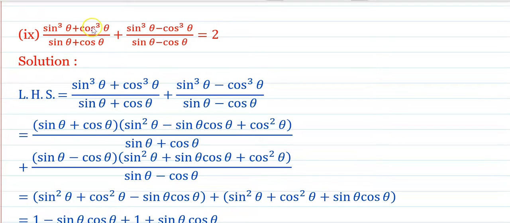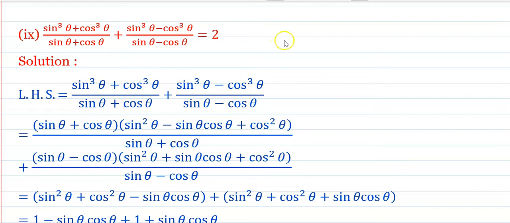Okay, (sin theta cube plus cos theta cube) upon (sin theta plus cos theta) plus (sin theta cube minus cos theta cube) upon (sin theta minus cos theta), and that's equal to 2. Okay, easy problem hai. LHS is equal to (sin theta cube plus cos theta cube) upon (sin theta plus cos theta). Next, (sin theta cube minus cos theta cube) upon (sin theta minus cos theta).